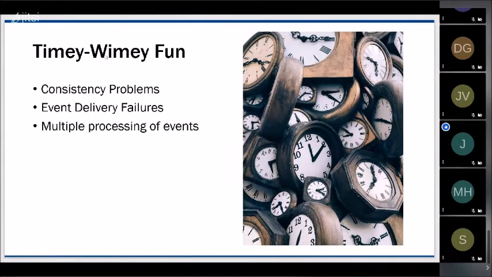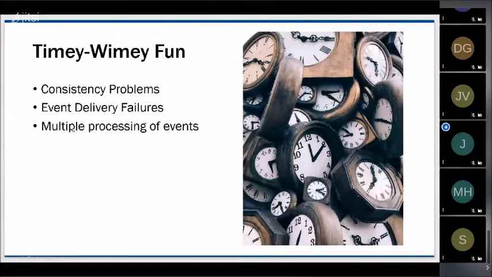This problem is also called eventual consistency. So you need to be aware that when you drop something in the queue, you can't just go and retrieve the updated data. Another problem is event delivery failures. Sometimes the events don't get where they need to go. There's various things that can happen, and you need to think about that. Additionally, you also have multiple processing of events.